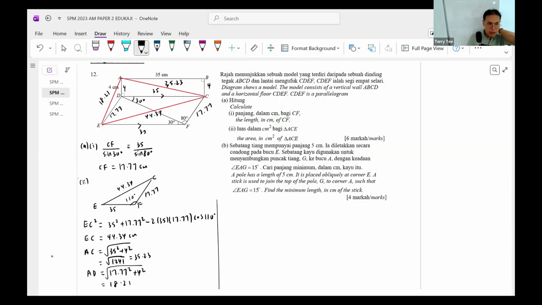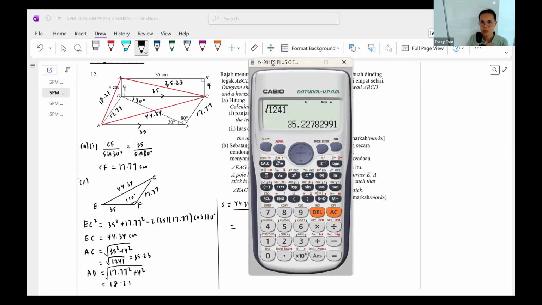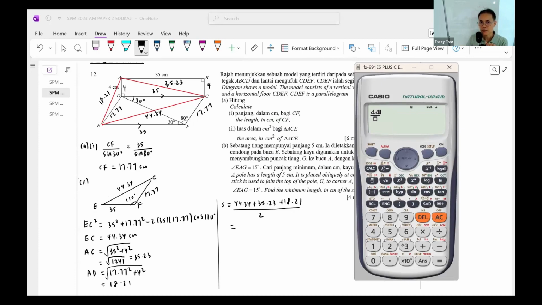Now what do we do? If you're given the length of all three sides, what rule can we use to find the area? Come on, start with letter H. Heron's formula. So now I need to find the semi-perimeter first. We start with 44.34 plus 35.23 plus 18.21, divided by 2. This is called the semi-perimeter. So let's add: 44.34, 35.23, 18.21, divided by 2. My answer is 48.89.